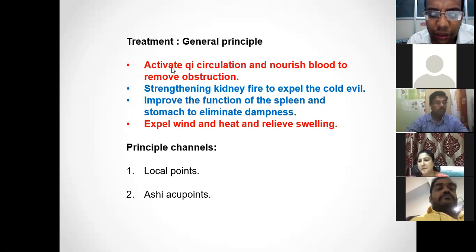So what should be the treatment procedure? Activate the Qi circulation, nourish the blood to remove the obstruction, strengthen the kidney fire to expel the cold evil, improve the function of the spleen and stomach and eliminate the dampness, expel wind and heat and relieve the swelling. Whenever you relieve the wind and heat, the swelling is removed. So what are the principal channels? Local points and the acupoints. As per the symptoms, you have to select the local points and the acupoints.